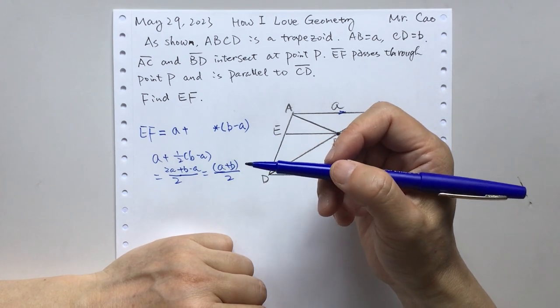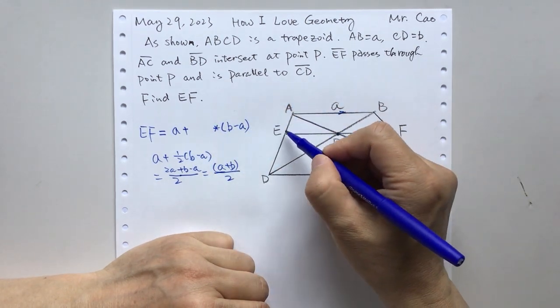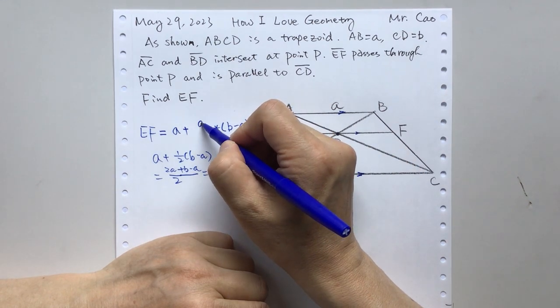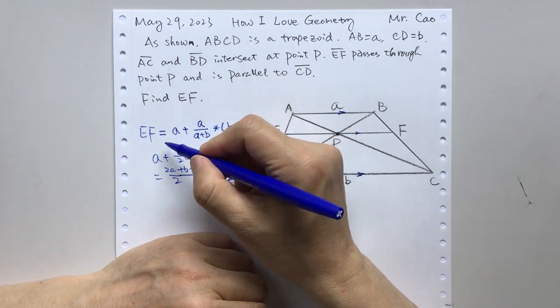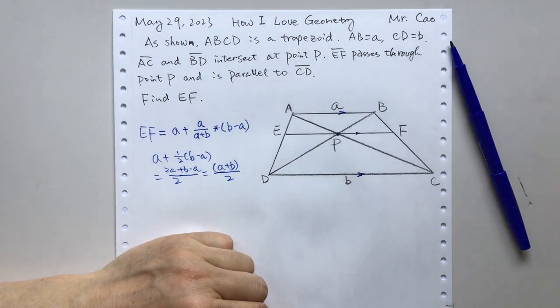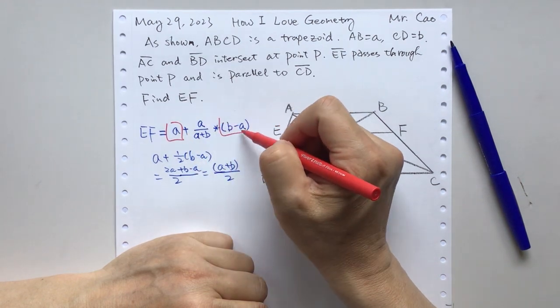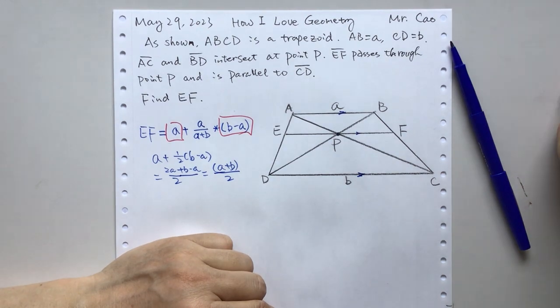Or I can say intuitively, when EF passes through P, the coefficient will be A over A plus B, right? If I write in this form, it's very easy to understand why I can get this. And of course, we can simplify this.